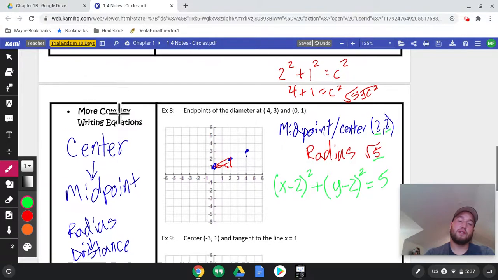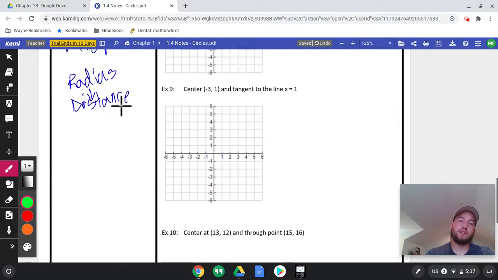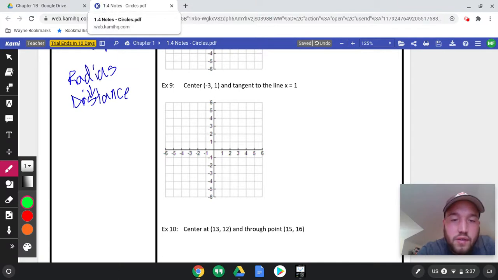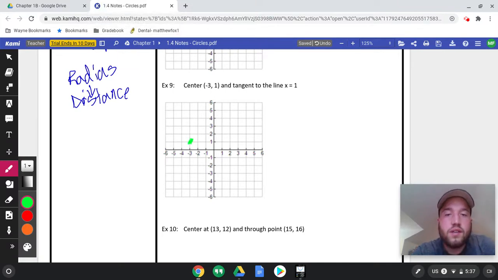All right, two more examples. I know this is where it gets a little bit more difficult, but example 9 here. The center is at negative 3, 1. So we already got the center, negative 3, 1. And it tells us that it's tangent to the line x equals 1.